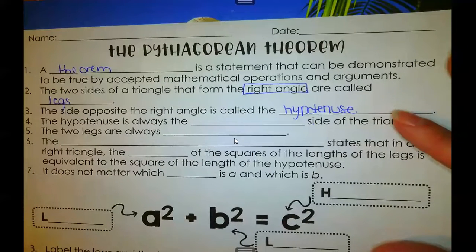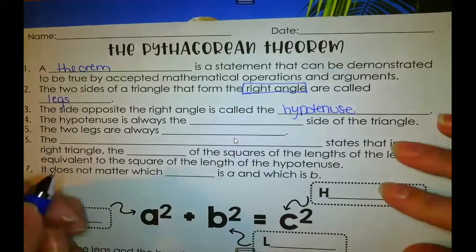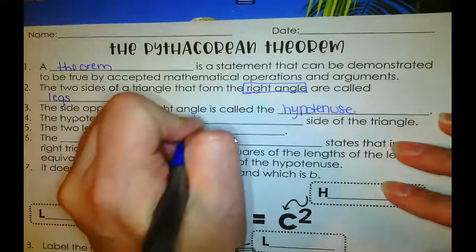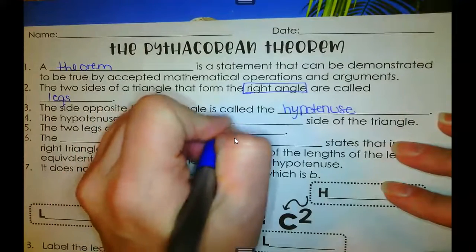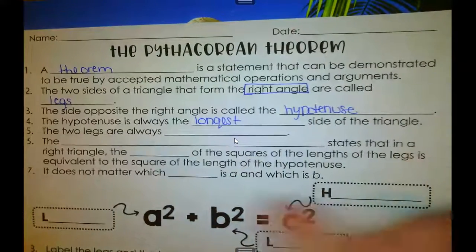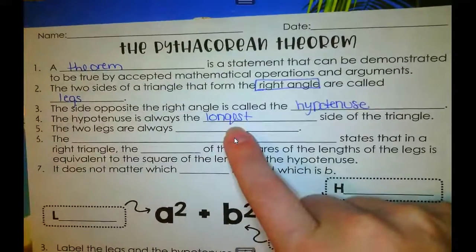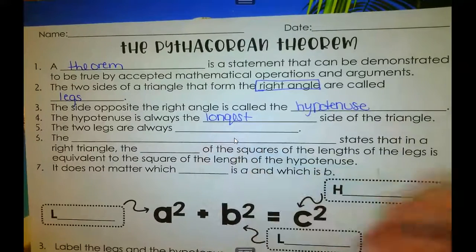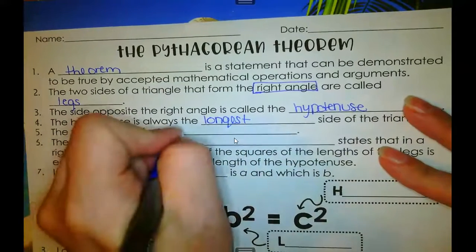So you have the two sides that make the right angle. The one right across from that right angle is going to be your hypotenuse. That is going to be the longest side of the triangle. And that is your next fill in too. Spoiler alert. So the hypotenuse is always the longest. The two legs are always the shorter sides.